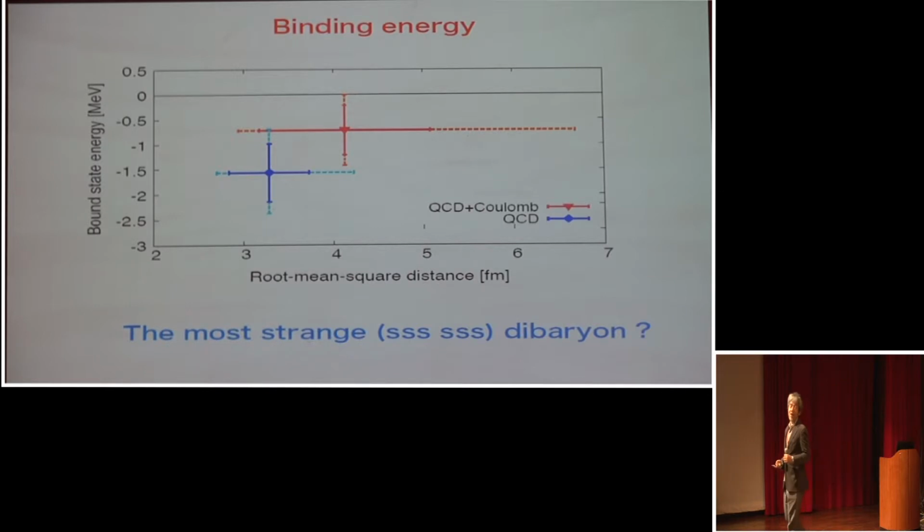Of course, the omega is a negatively charged particle. Therefore, we have to consider Coulomb interaction. It's easy: we just put a Coulomb potential between the 2 omegas, and we obtain this result. The binding energy is reduced because of the Coulomb repulsion and becomes half of this, about 0.7 MeV. And the size is a little bit increased, again because of Coulomb repulsion. But this suggests there might be a bound state of 2 omegas. We call this the most strange dibaryon because it contains 6 strange quarks.